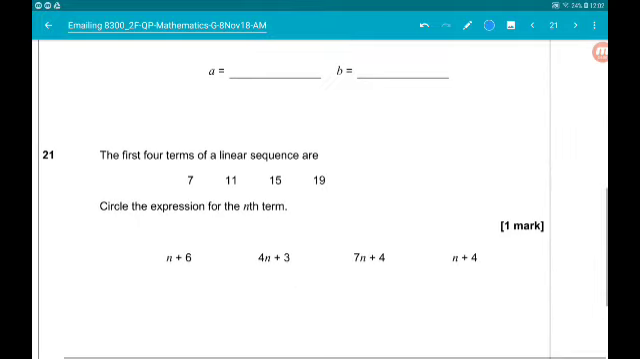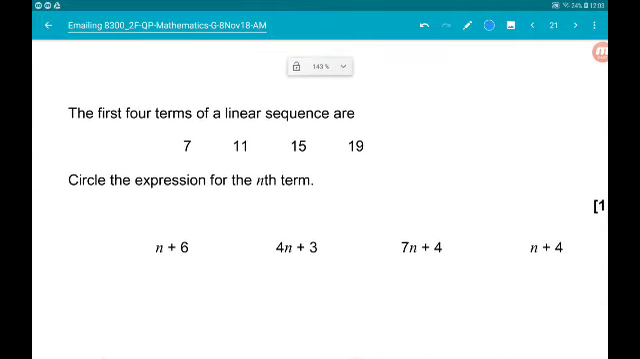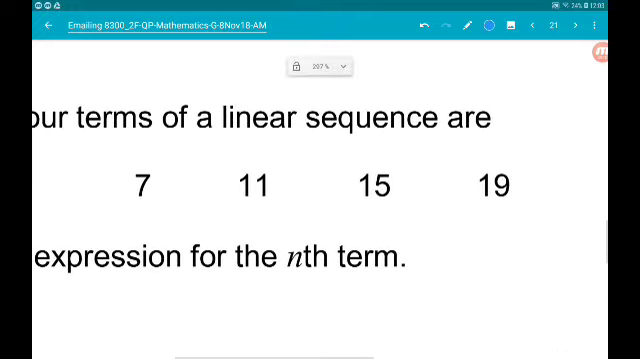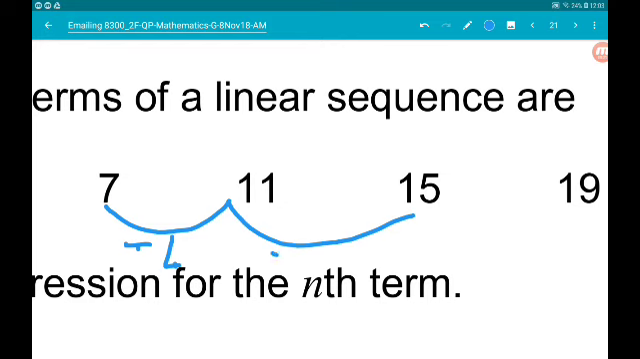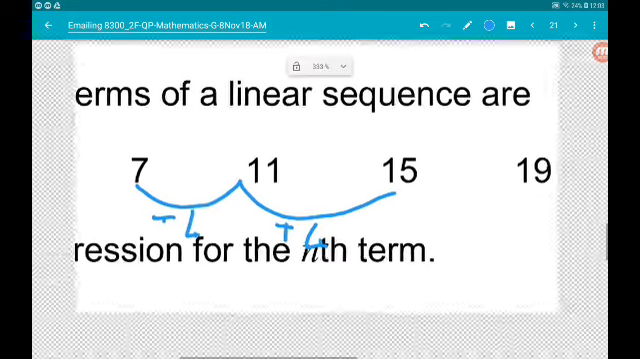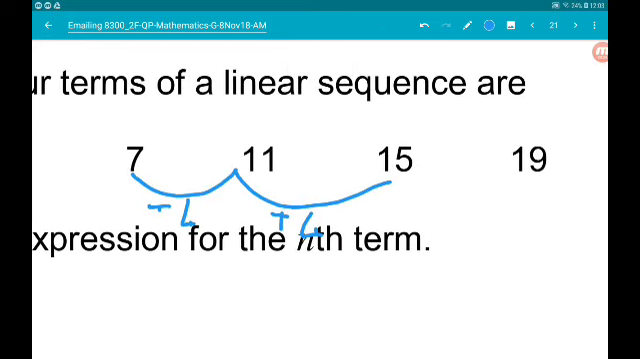Okay, question 21. The first 4 terms of a linear sequence are 7, 11, 15, 19. Circle the expression for the nth term. Okay, so let's go through how to work it out. First of all, find the differences. We're going up in 4s. That means the sequence is something to do with 4n.